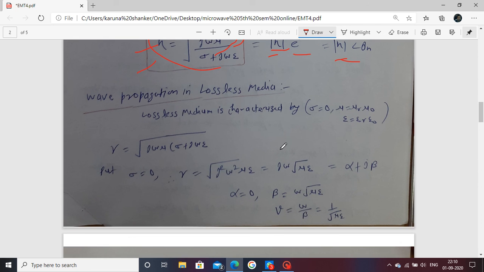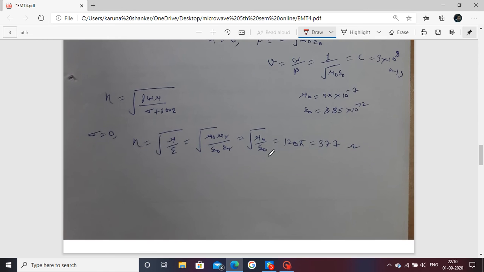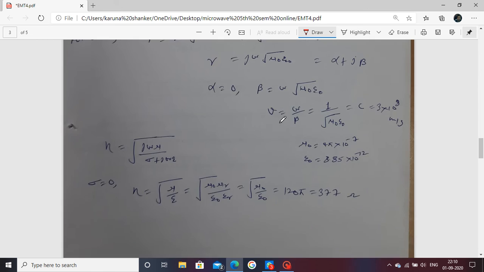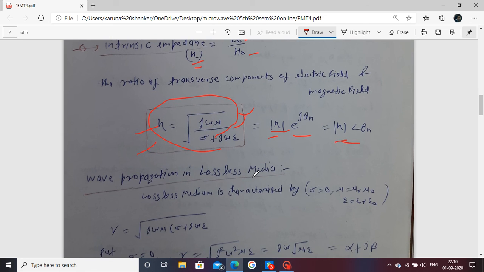Now, when the wave propagates in different media, we consider first the lossless media, then move to free space, and next the good conductor. That means how the wave propagates in lossless media, free space, and a good conductor. Let us discuss these parameters.